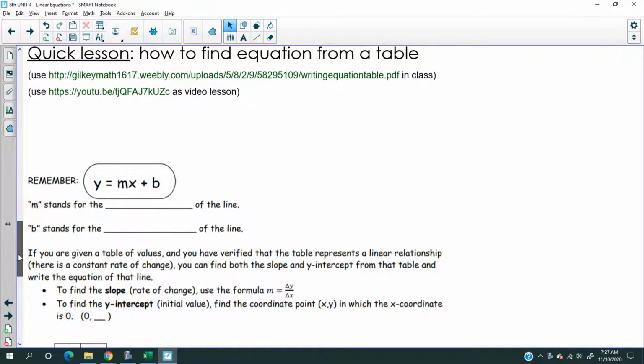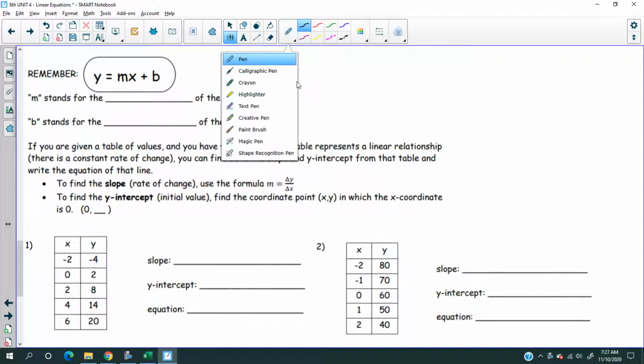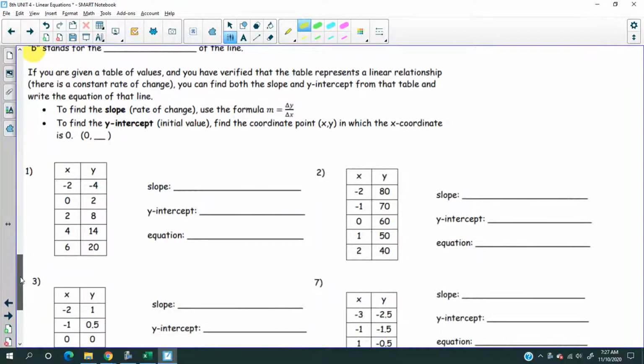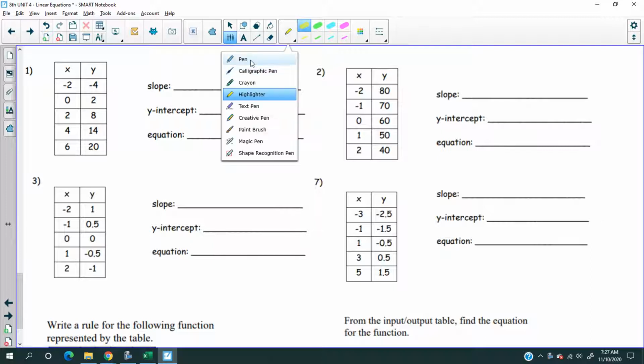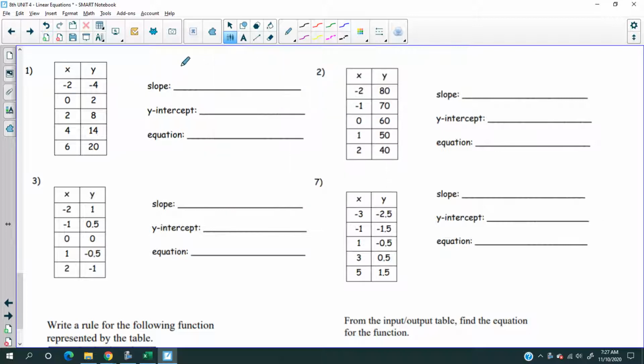Okay, so again, just to summarize what he did, remember that's the slope-intercept form. The M stands for the slope, B stands for the y-intercept. Okay, so let's do one of these. Again, what did he say? He said if you're gonna do this, you need to find a slope first, which is delta y over delta x. So right off the bat, I need to figure out if these changes, if the rate of change is actually consistent. If not, it's not even a straight line, so you don't even bother with that.